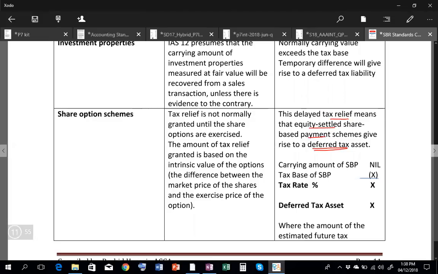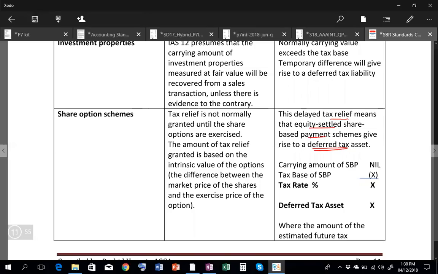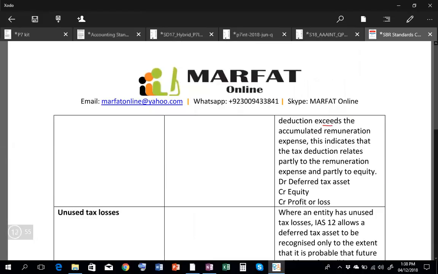So this type of thing in the exam, you need to learn, where the amount of the estimated future tax deduction exceeds the accumulated remuneration expense. This indicates that the tax deduction relates partly to the remuneration expense and partly to the equity, and the double entry to record this is as follows.